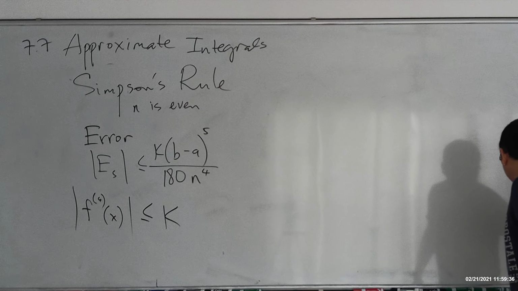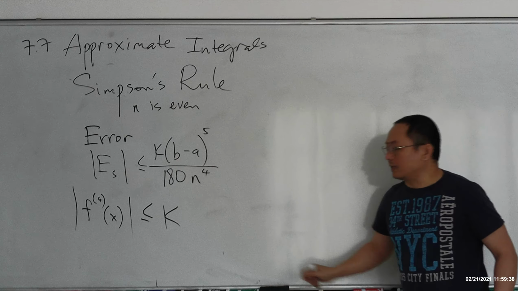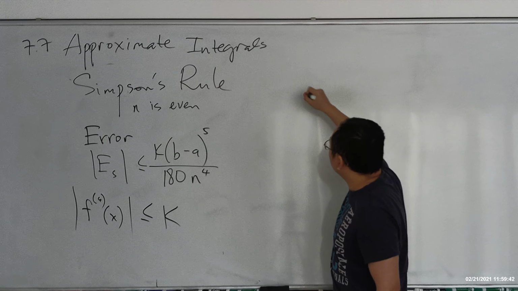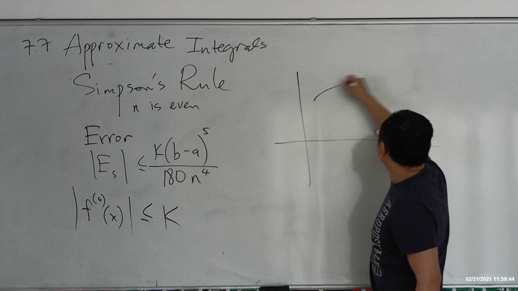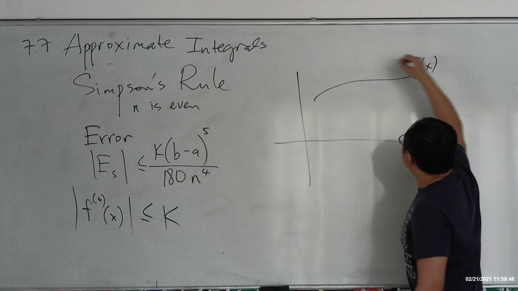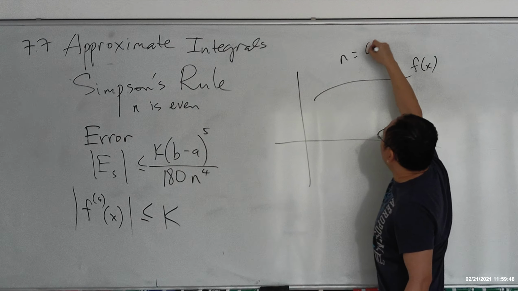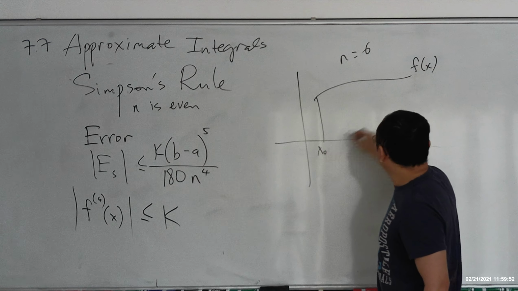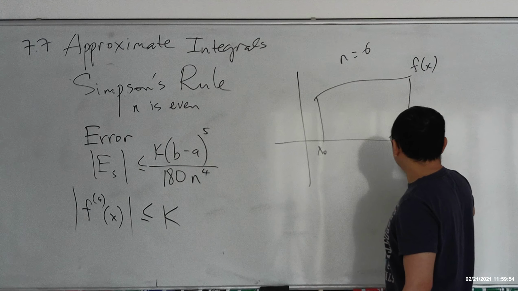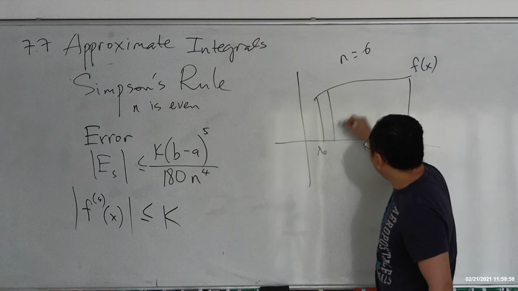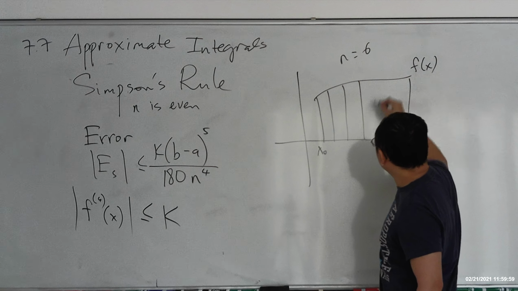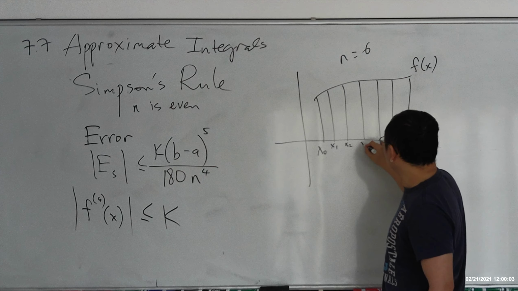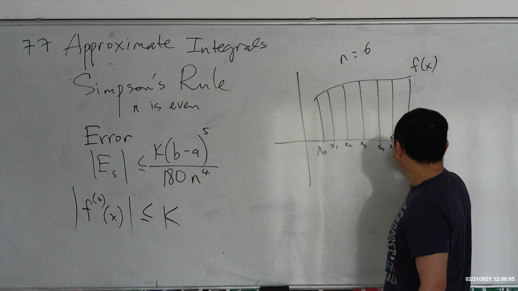Here, I'm not going to give you the exact example, but I'll show you how to set up the formula. Say I've got a function f of x, and n is going to be even. How about n equal to 6? So I've got x0 all the way to x6: x1, x2, x3, x4, x5, x6.